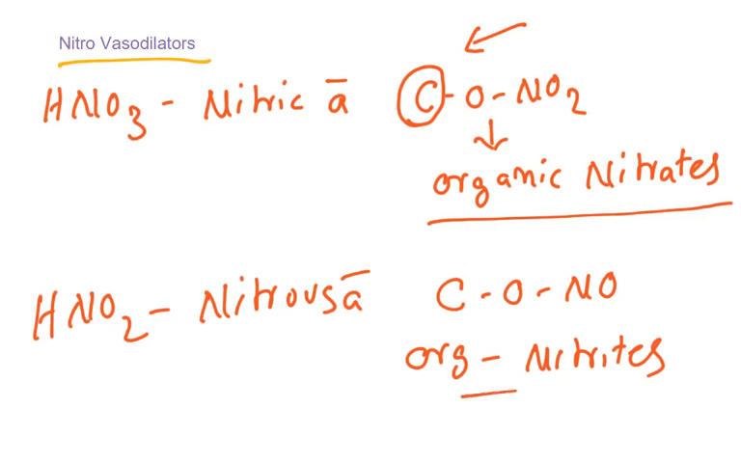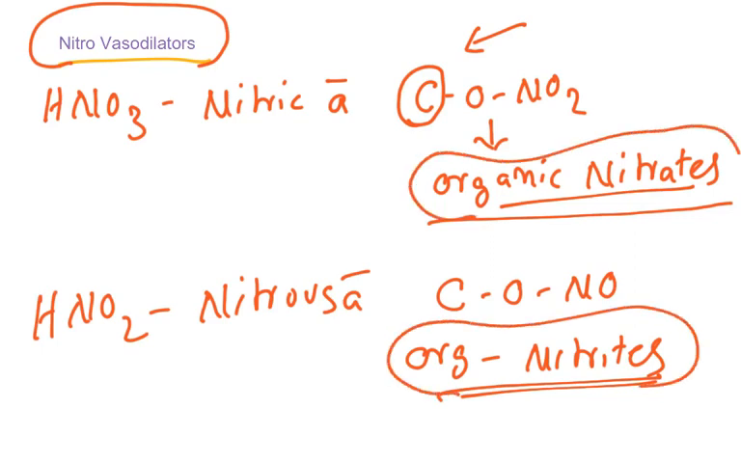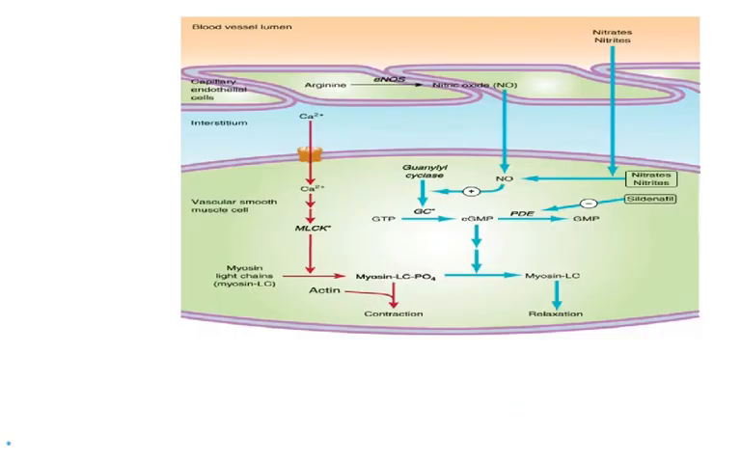So, these organic nitrates and nitrites are called nitrovasodilators. Now, both the classes, organic nitrates and organic nitrites, have a similar mechanism of action. Both of them are prodrugs. They need bioactivation. Once these drugs are taken, they release nitric oxide. Now, this nitric oxide causes vasodilation. How does it happen? Let us see this mechanism.